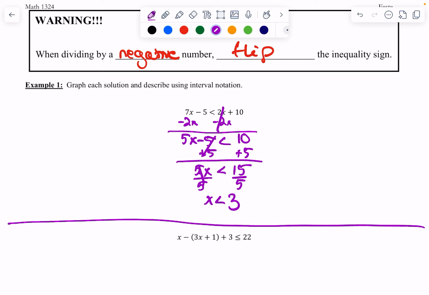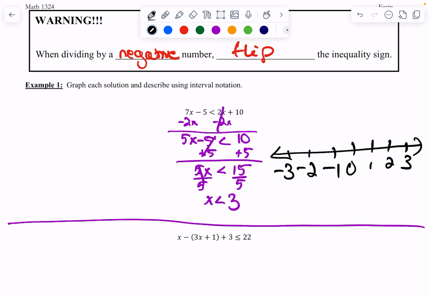Okay, so let's graph it. We're going to put a 0, 1, 2, 3, -1, -2, -3. And we start from 3. It is a circle because it doesn't have the equal sign, and it is less than, the arrow is pointing to the left, so we are going to the left towards the smaller numbers. 2 is less than 3, 1 is less than 3, 0 is less than 3.